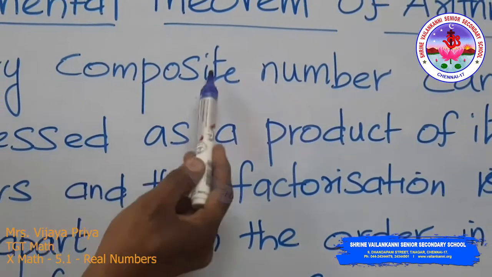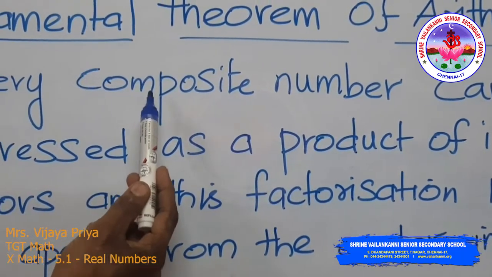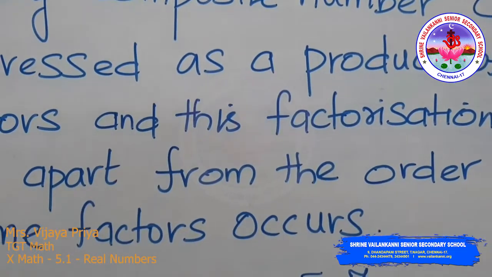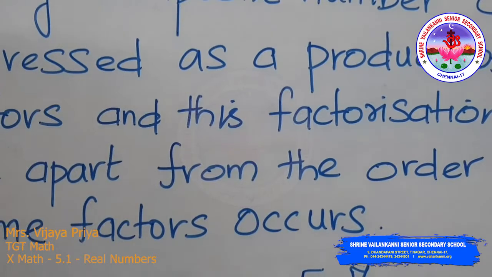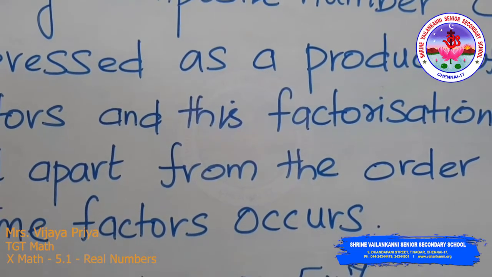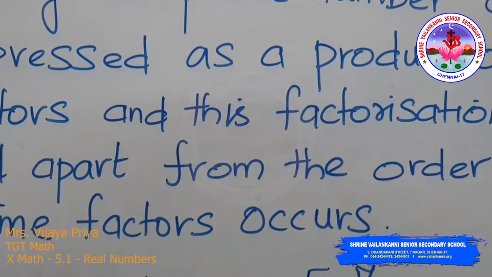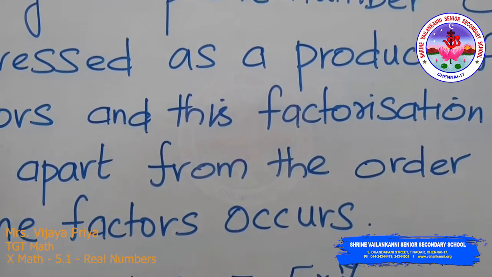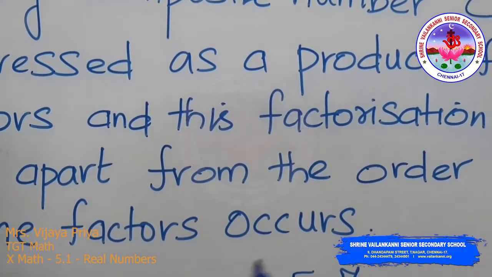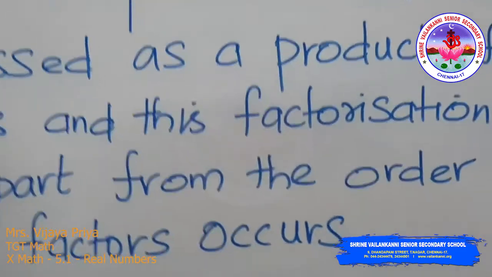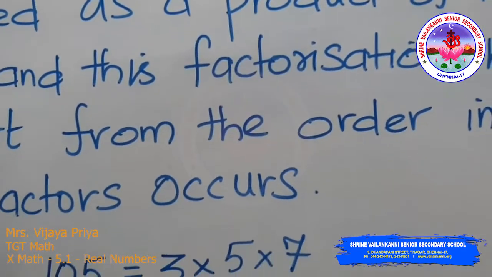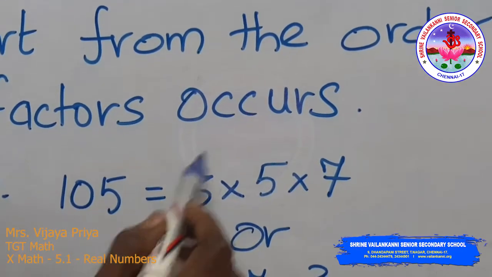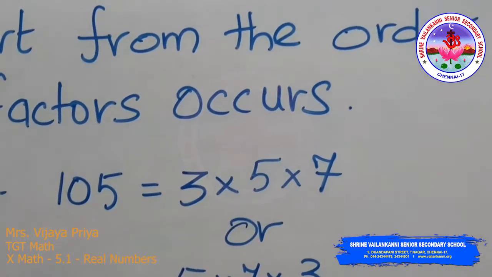We know the definition of a composite number: a composite number should have more than two factors. For example, I am taking the number 105, which is a composite number. This 105 can be written as a product of three prime factors. These prime factors are unique and apart from the order. It can be written as 5 into 7 into 3. So it does not depend upon the order, but the numbers in the product are unique.